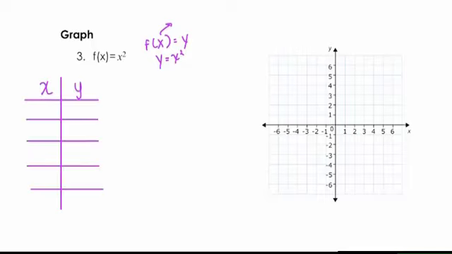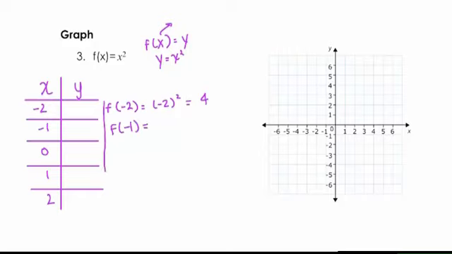I like working with the numbers -2 to +2 for this type of function just because they're easy to work with. So I'm going to go ahead and plug those in to my function so I know what my y values are going to be. So when we plug it in, we'll get f of -2 is equal to -2 squared. Negative times a negative is a positive. 2 times 2 is 4, as you know. We're just going to repeat this step for the next 3 values.